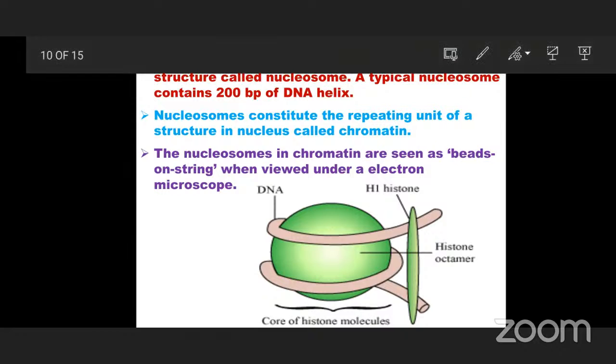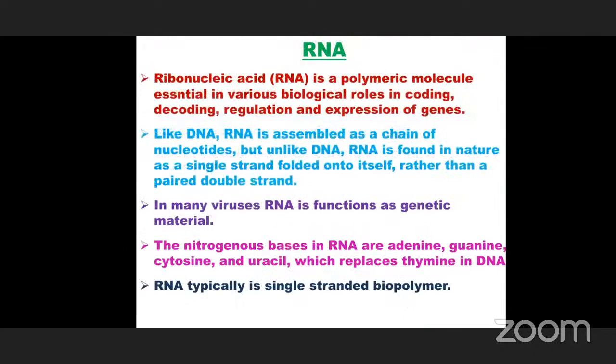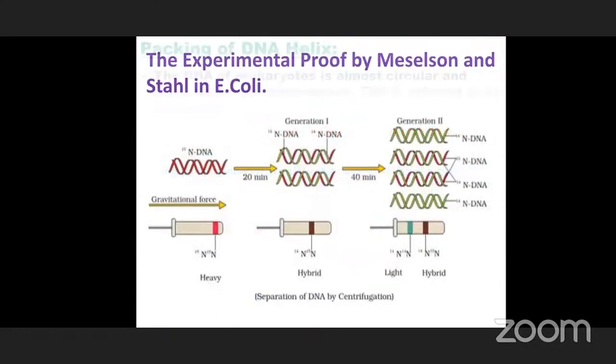And functionally, euchromatin is active, having more functional genes, and it is transcriptionally active chromatin. Heterochromatin is inactive and it consists of non-functional genes. Okay, it is about the total packing of DNA.